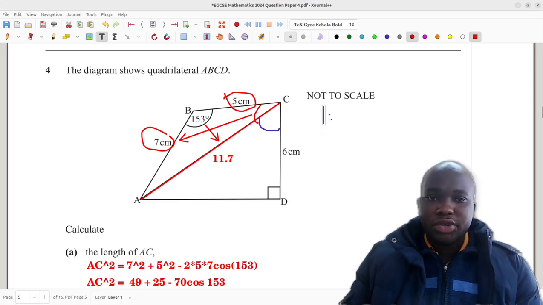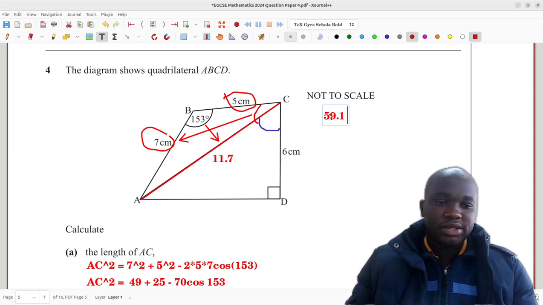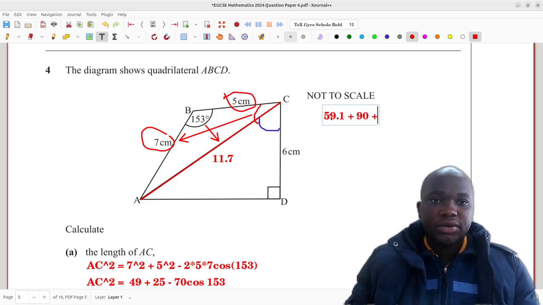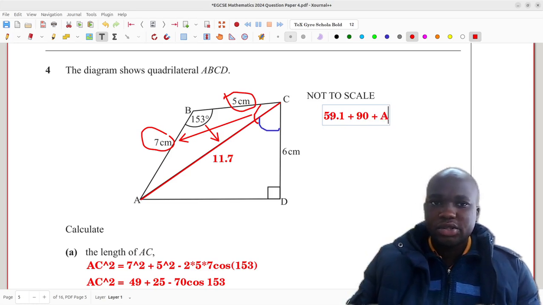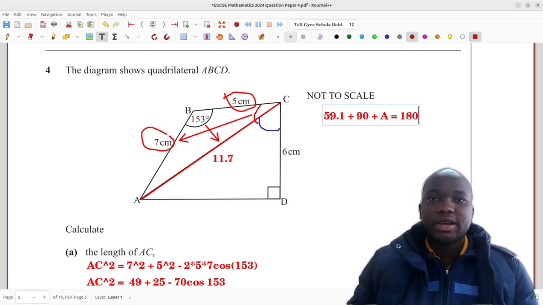So actually, let me work on that like this. We have 59.1 on angle ACD, plus 90 degrees, plus the angle that we are looking for. Let me call it A. This should give me 180, the sum of angles in a triangle. And then that is going to give us what?